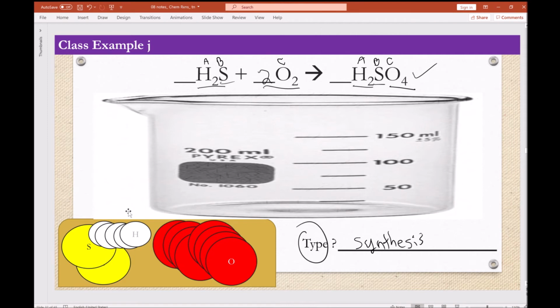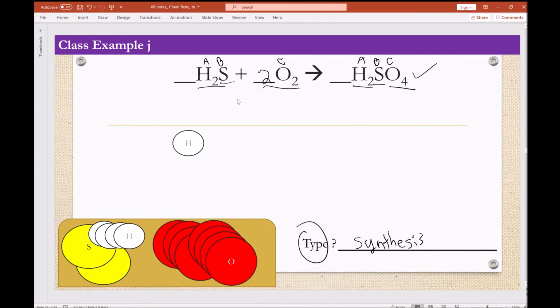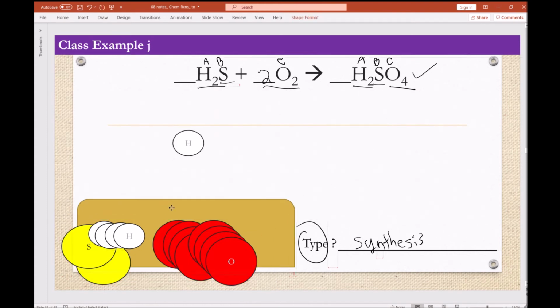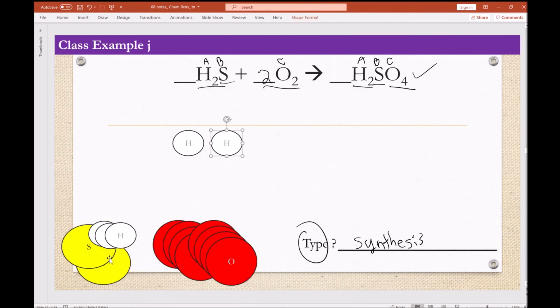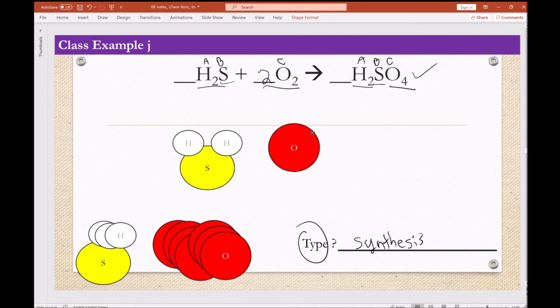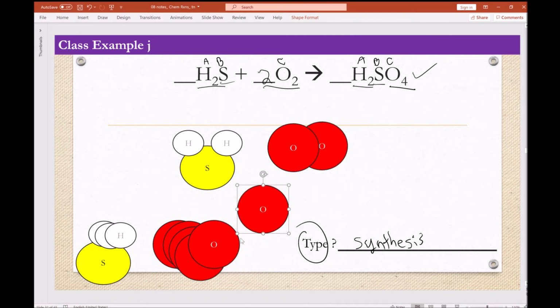Let's model H2S. I'm just going to delete the beaker. We know it's a reaction occurring in a beaker. I'm going to delete that box too. I don't need that. H2, 1S, hydrosulfuric acid. I just need 1 of those. I need 2 molecules of oxygen. 1, 2, that is 1 molecule. 1, 2, that is the second molecule. Now these react to form sulfuric acid, H2SO4.